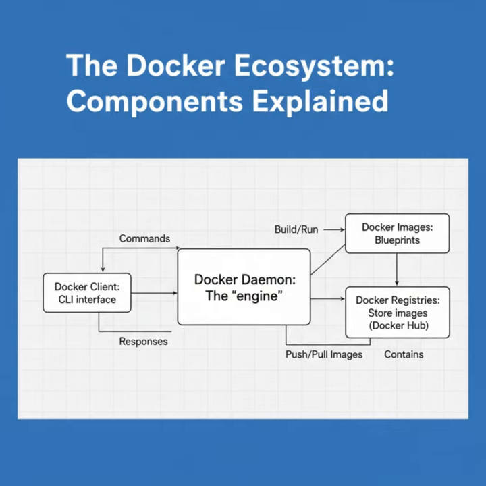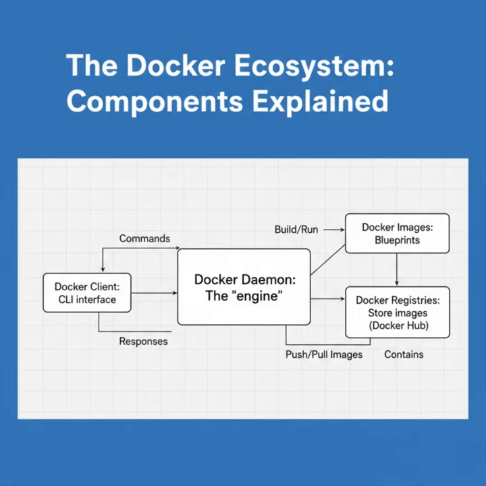The Docker ecosystem is comprised of several key components that work together seamlessly. At its core is the Docker daemon, which is the persistent background process that manages Docker objects, like images, containers, networks, and volumes. You interact with the daemon through the Docker client, typically a command line interface. This client communicates with the daemon using REST APIs.